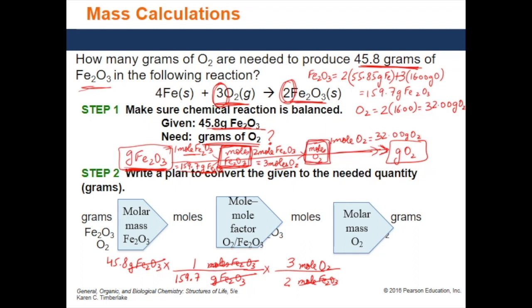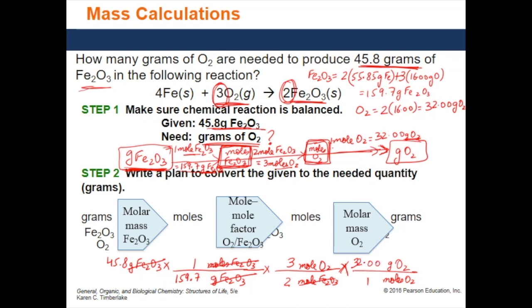Now we go from moles of O2 to grams of O2. So to do that, I use this conversion factor. To cancel moles of O2, I divide by moles of O2 and multiply by grams of O2 from this conversion factor. How many moles of O2? 1. How many grams of O2?